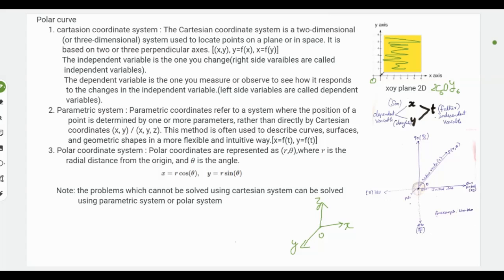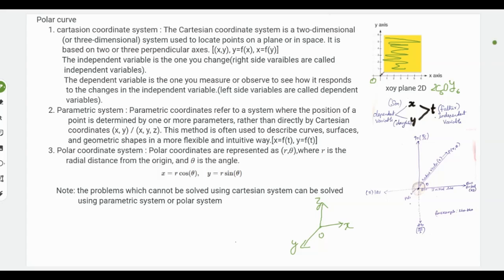Rather than directly using Cartesian coordinates x comma y and x comma y comma z, this method is often used to describe curves, surfaces and geometric shapes in a more flexible way. That is, x equals f of theta and y equals g of theta, where x and y depend on the parameter theta.